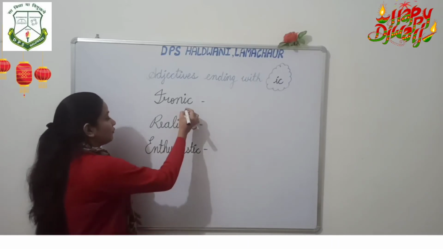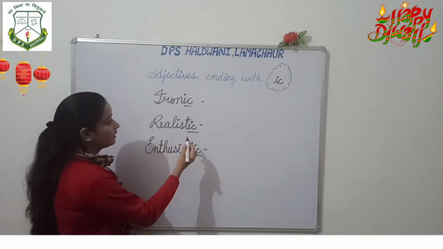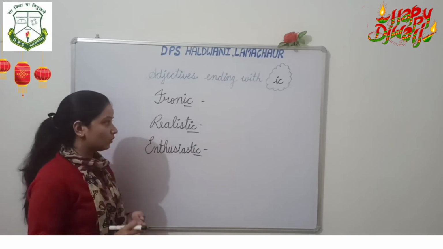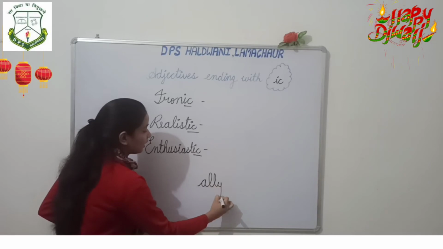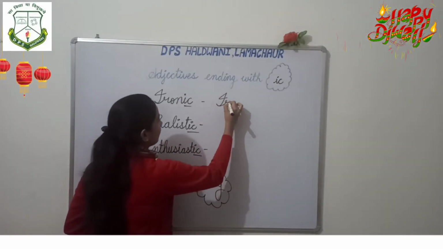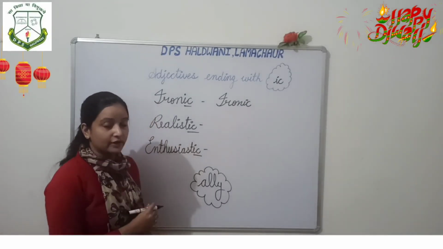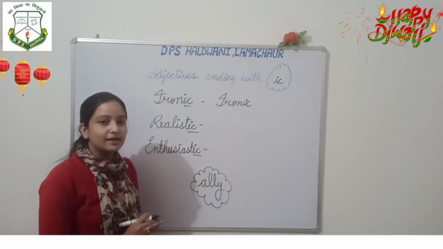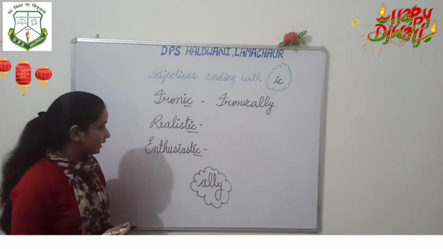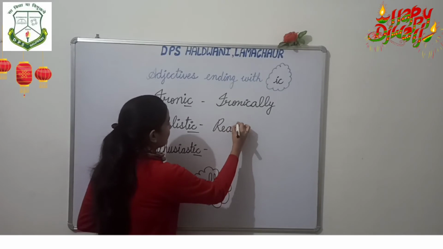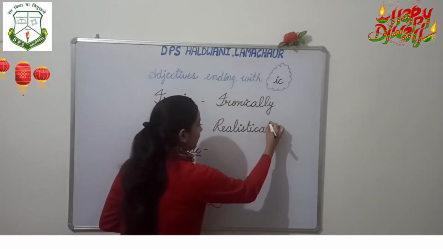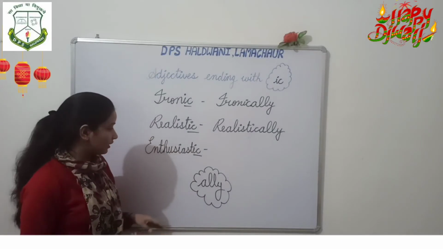So here we have a few examples. Ironic, realistic, enthusiastic. So what we do? We add A-L-L-Y to the end. Okay. So ironic. Here also we are not supposed to remove anything. We just have to add A-L-L-Y. Ironically. Okay. Realistic. Realistically. C-A-L-L-Y. Realistically. Okay. Enthusiastic.